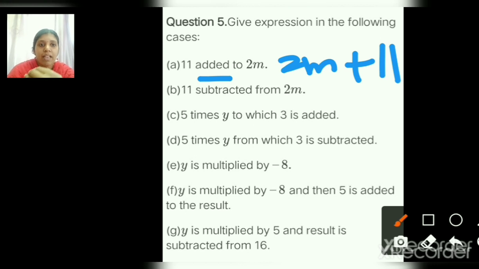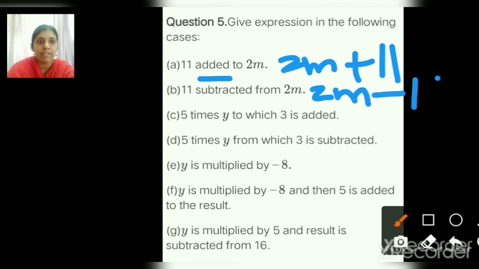Next one. 11 subtracted from 2m. From 2m, 11 has been subtracted. So how can we write the expression? It is 2m minus 11. Clear?